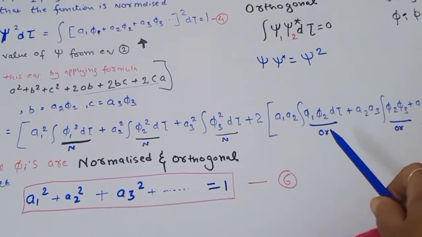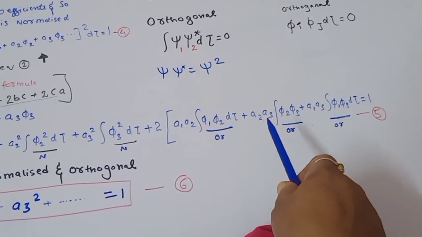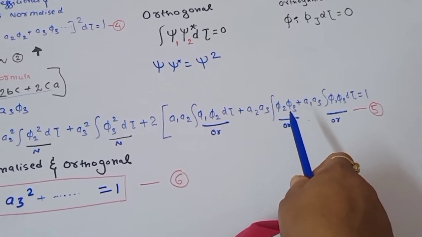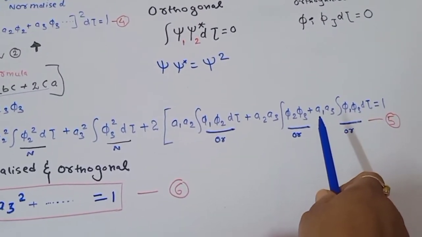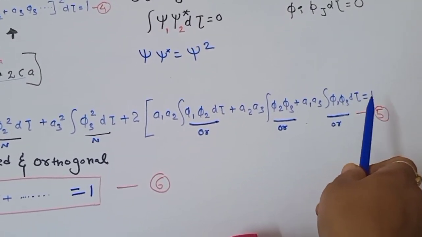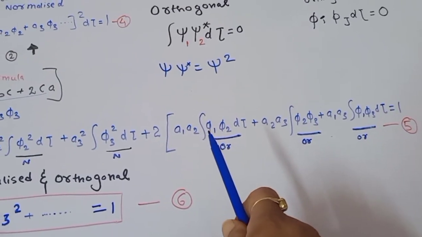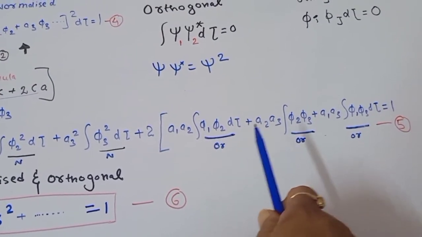So then what is the second term? Second term will be our A2 A3, then we will write our phi2 phi3, and our a1 a3, then we will write integration of phi1 phi3 d tau equals to 1. So I hope you understand, this is the 2ab plus 2bc plus 2ca form, it is written in this way.